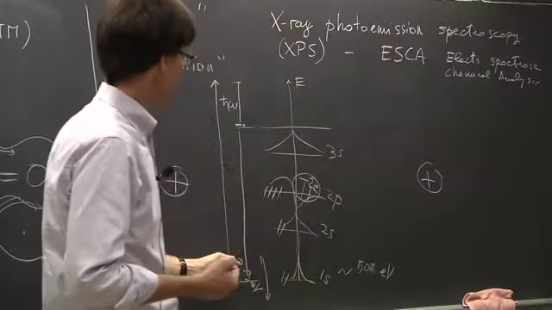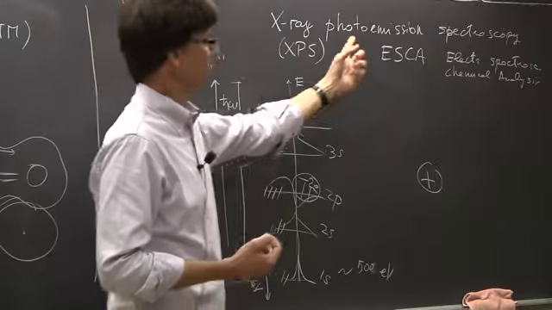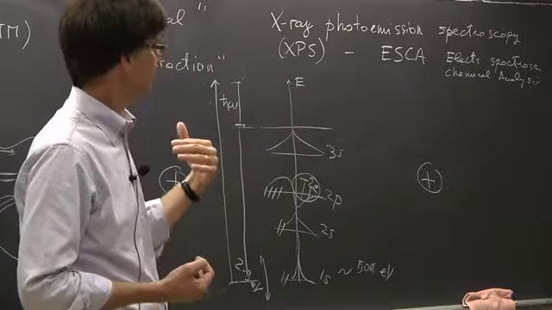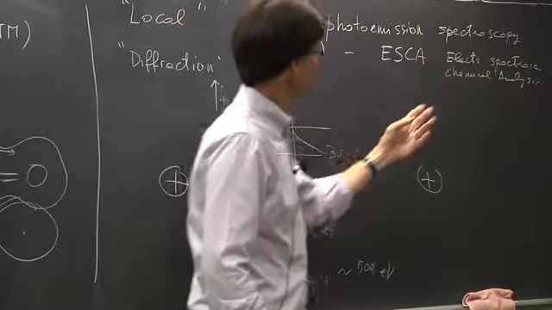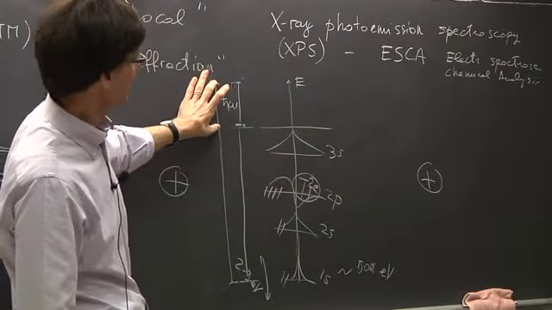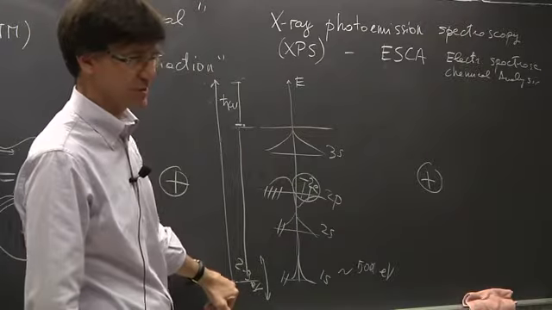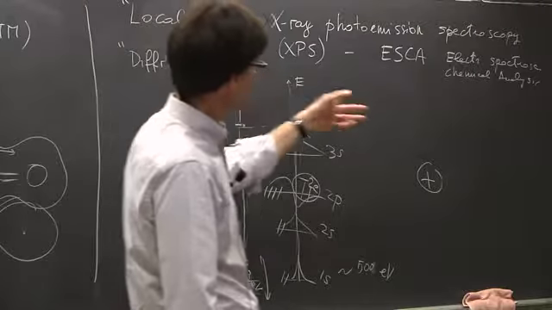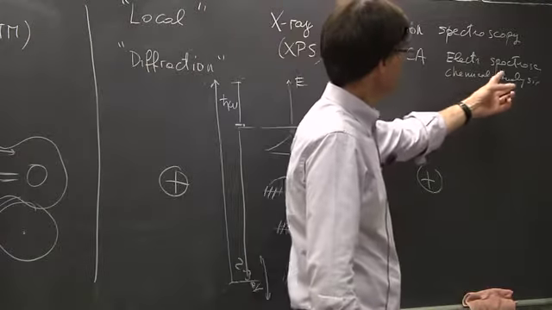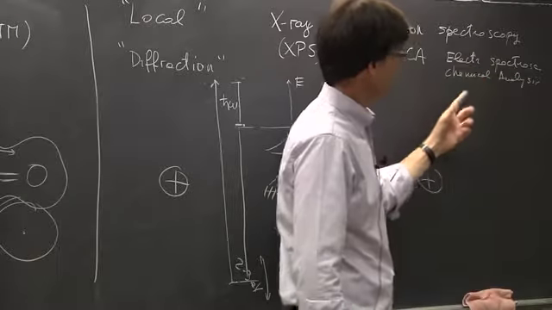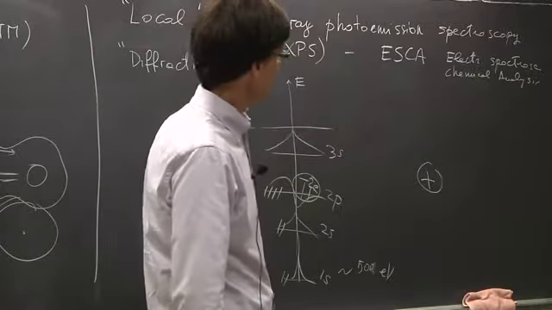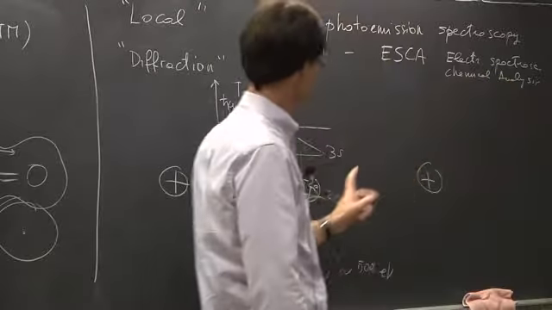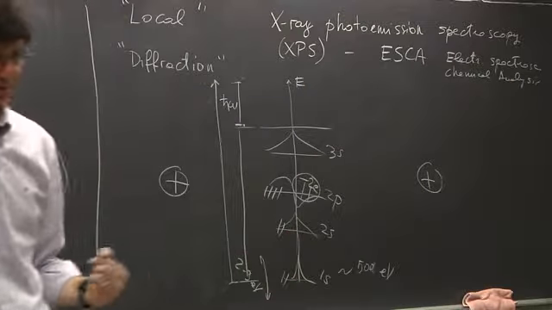Photoemission, because I'm emitting the electron with a photon out of the sample. Spectroscopy, because I measure the kinetic energy, and by that I can extract the binding energy of the initial state, of the core state. Or, in the old terminology, this is spectroscopy of photoemitted electrons for chemical analysis, because in this way we understand the chemical state of the atom.